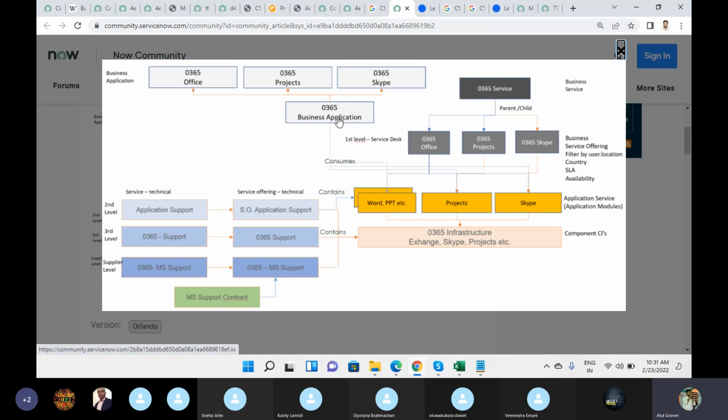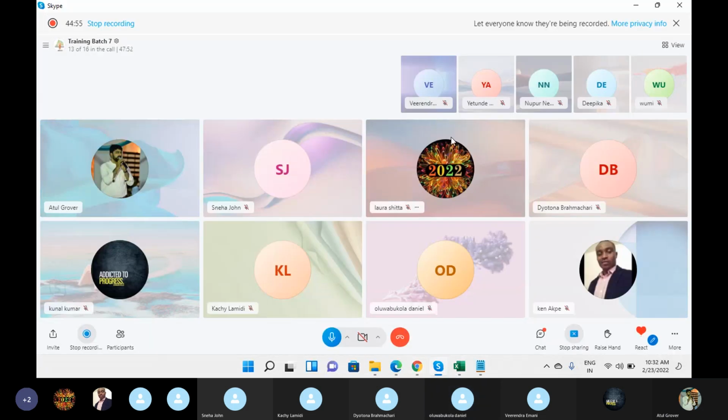Okay. What is the purpose of an AC? To give cool air. Agree, everyone? Right. So what type of service is it providing? It is providing cool air as a service to me. Now, if my AC is not working, you will raise the incident to the mechanic.